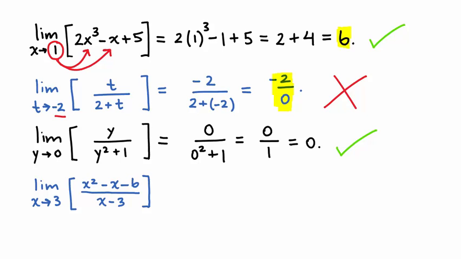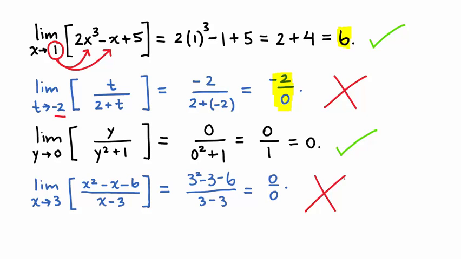Let's take a look at the final example. The limiting value in this case is 3, so I'll try plugging in 3 for every x that I see on the inside of the limit. I get 3 squared minus 3 minus 6 all over 3 minus 3, and that reduces to 0 over 0. Remember, it's okay for there to be a 0 in the numerator. It's not okay for there to be a 0 in the denominator. So because I have this 0 in the denominator in this case, direct substitution is not working again.